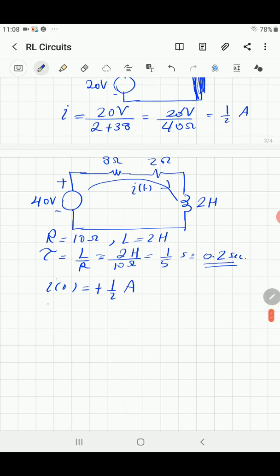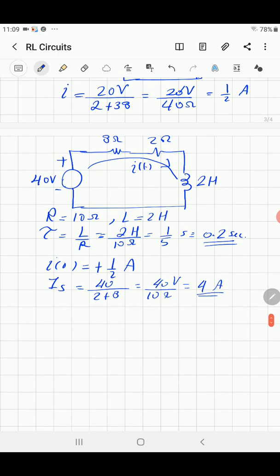What about the final value, I steady state? Well, it's easy, because we mentioned before that to find the steady state, you have to make a short circuit on the 2H inductance. If you make a short circuit here, the current will go from the source through the resistance to the wire. So you divide 40 by 10 ohm. At steady state, I_S is equal to 40 volts divided by 2 plus 8, which is 4 ampere. That's your I_S. Actually, you don't have to write the differential equation, but if you're asked, you can write it.